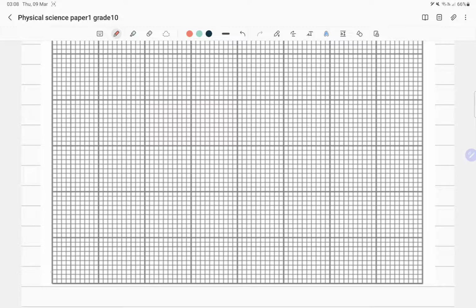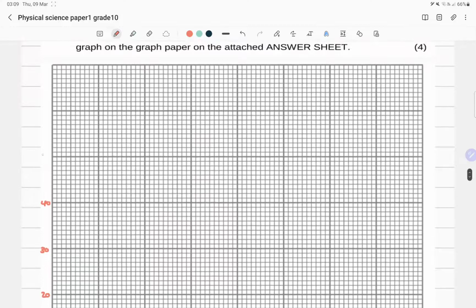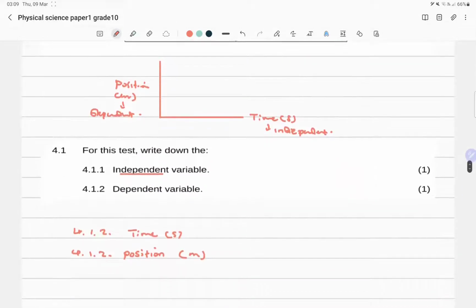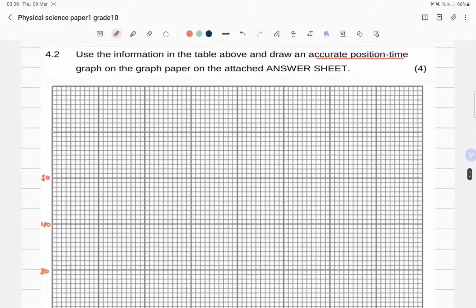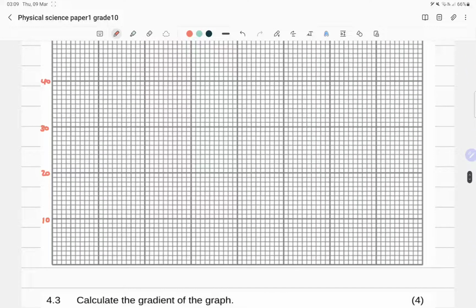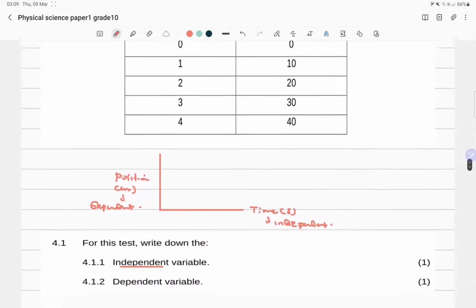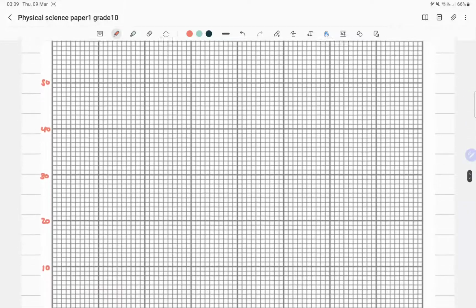So if we say here 1, 2, 3, 4, 5, 6, 7, 8, 9, 10, we can say this is 10, 20, 30, 40, 50. How far does it go? It only ends at 40, so we can leave it at that. So now that is the first part, and we can see the small blocks represent 1 meter each. And then the time in seconds, it's 1, 2, 3, 4. So it's 1 through 4.